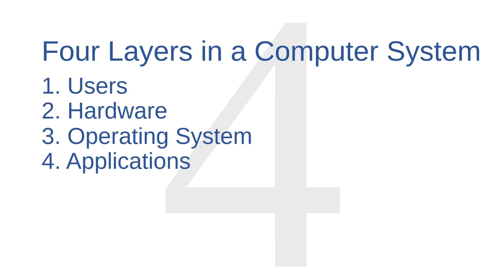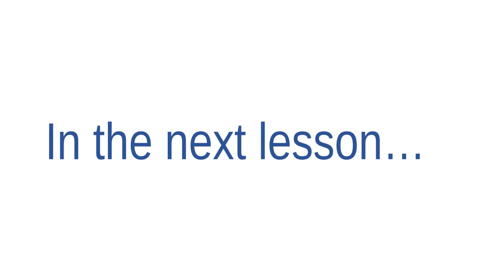Okay, in this lesson I introduced you to 4 layers in a computer system: the users, the hardware, the operating system, and the applications. That will be all for now on demystifying computers. In part 2 of this lesson, we will continue to demystify computers by discussing what happens when you turn a computer on and when you run an application.